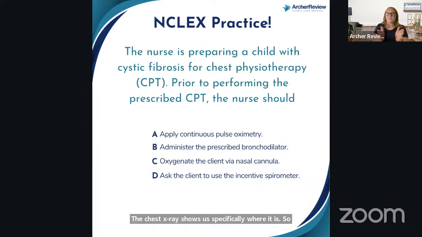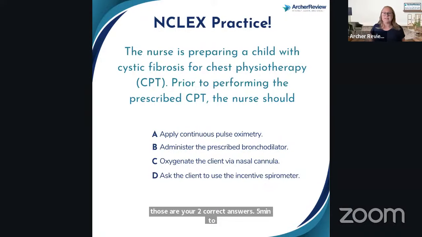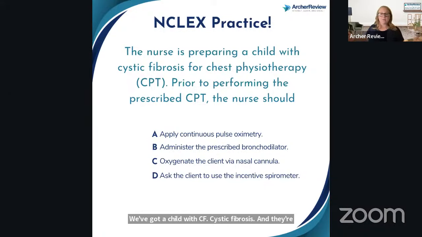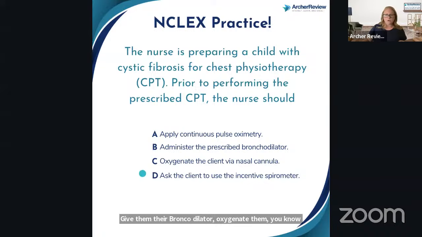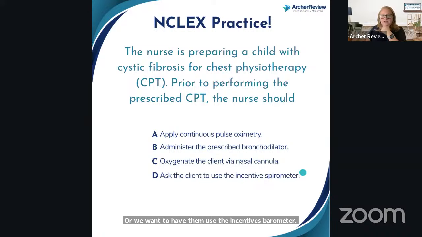5 minutes to go. Next rapid 30 question. We've got a child with CF, cystic fibrosis, and they're going to get some chest physiotherapy. So before we do the chest physiotherapy, what's the correct action here? Should you apply a pulse ox, give them their bronchodilator, oxygenate them, you know, put their nasal cannula on, or we want to have them use the incentive spirometer? What do we think? Correct action before CPT for a client with cystic fibrosis.